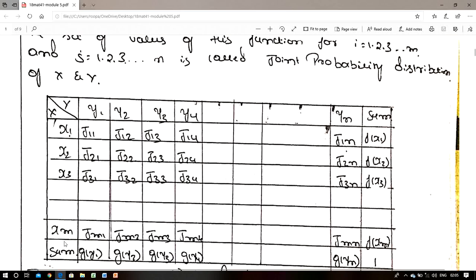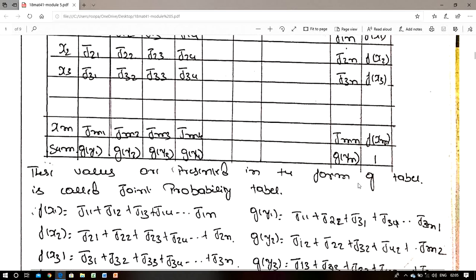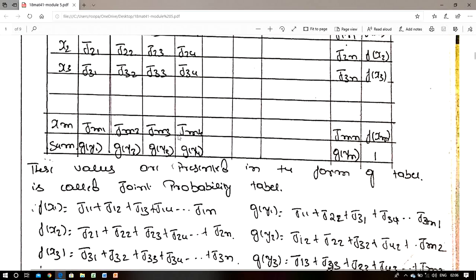So x1 y1 is represented by J11, x1 y2 by J12, x1 y3 by J13, up to x1 yn represented by J1n. Next, come to the second row, that is x2 y1. As in a matrix, rows and columns work the same way: x2 y1 is J21, J22, J23, J24 up to J2n. At last, the final row is Jm1, Jm2, Jm3 up to Jmn.